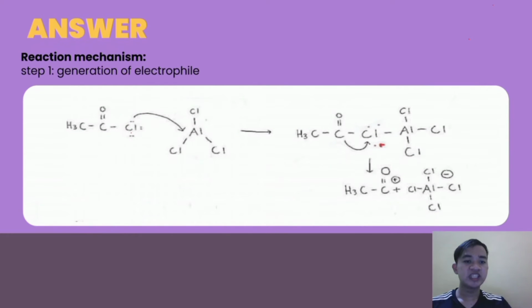Next, for the reaction mechanism, step 1, generation of the electrophile. The Cl will be negative, and the negative part is taken by the AlCl3. So we are going to have acylium positive attached to AlCl4 negative.